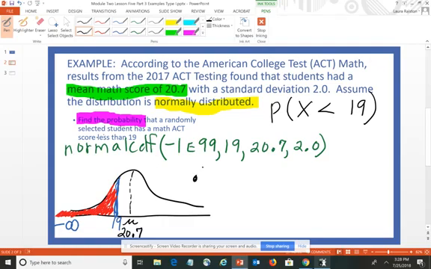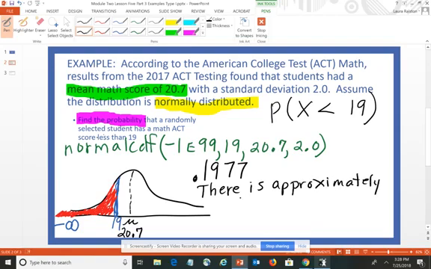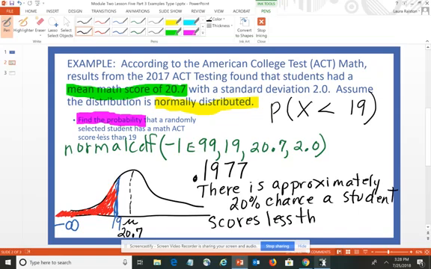So we get 0.1977, which means there is approximately a 20% chance a student scores less than 19 on the ACT math. Okay, that's what that means.